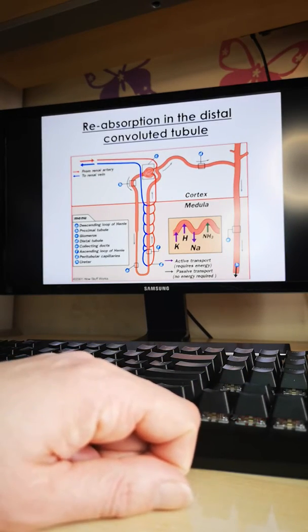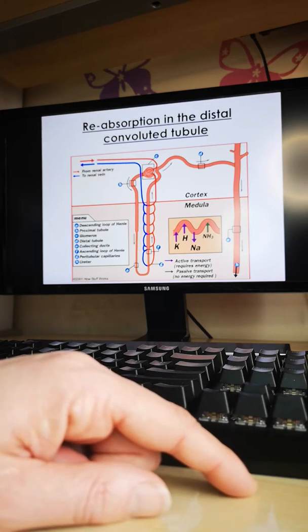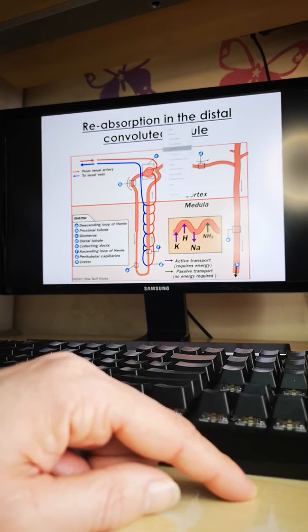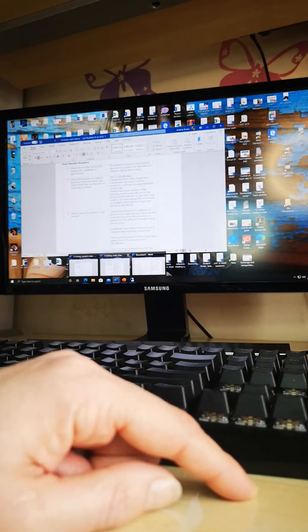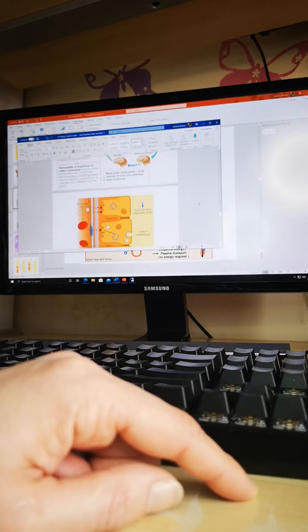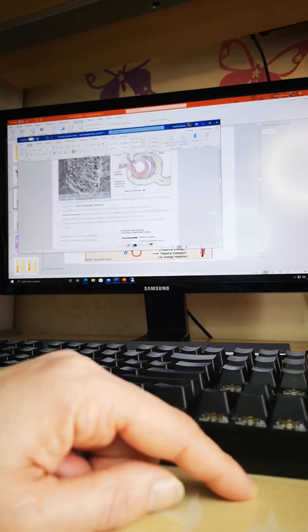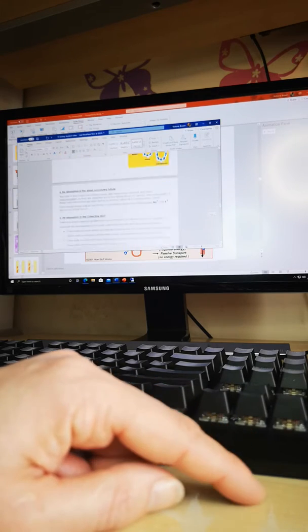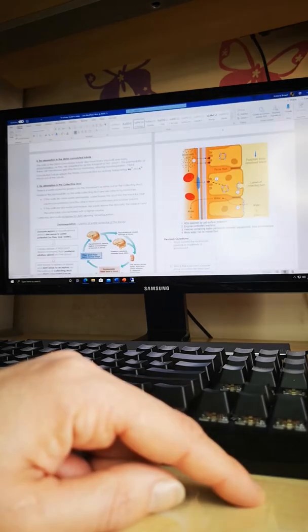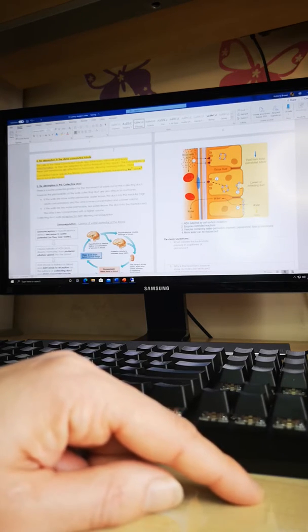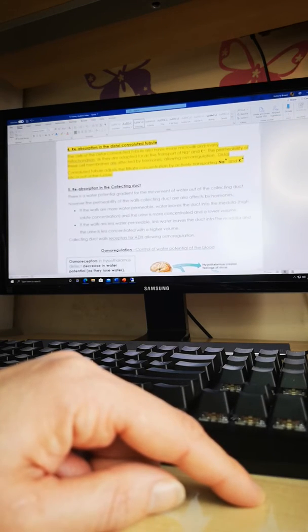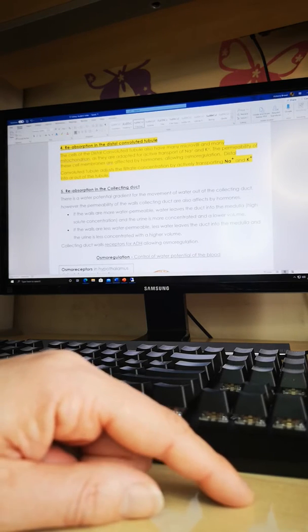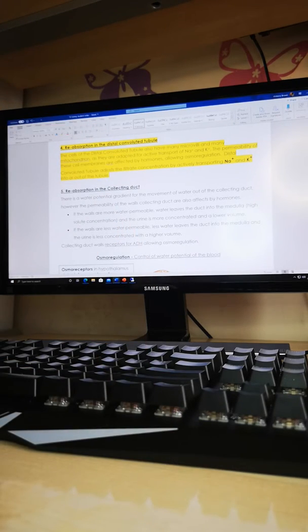Okay, if you have a look at the distal convoluted tubule in your notes, you'll see there's not a great deal that we need to know about it. In your keynotes, we are now at the top of page 7, which talks about what we need to know about what happens in the distal convoluted tubule.